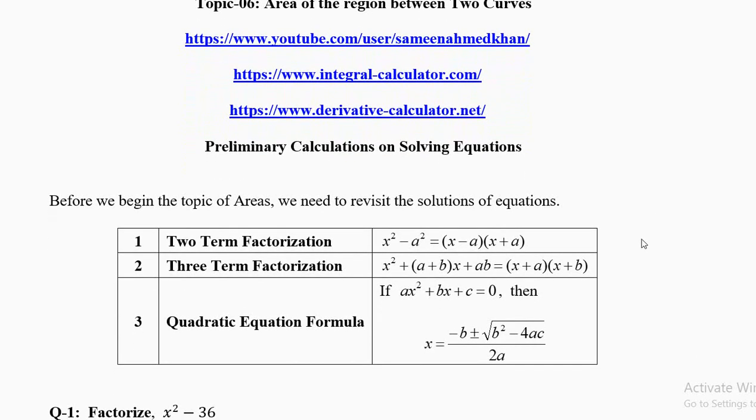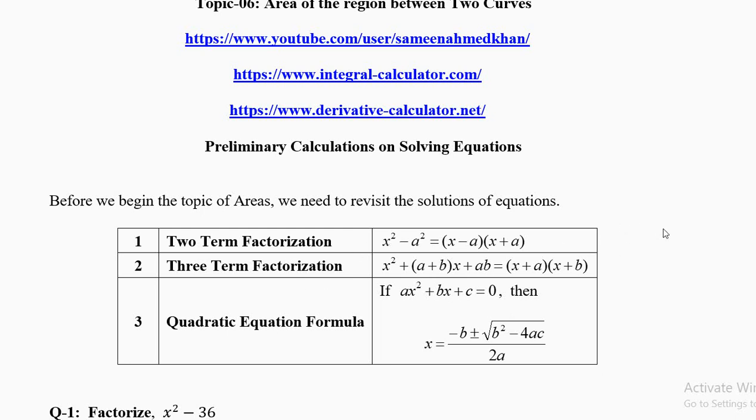Before we start the areas between two curves, we'll have to many times solve some simple equations, and simple in the English sense, not in the mathematics. I mean some easy equations, and factorization is a convenient method to solve such equations.